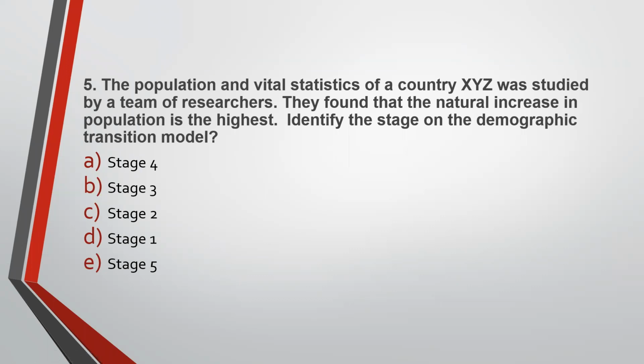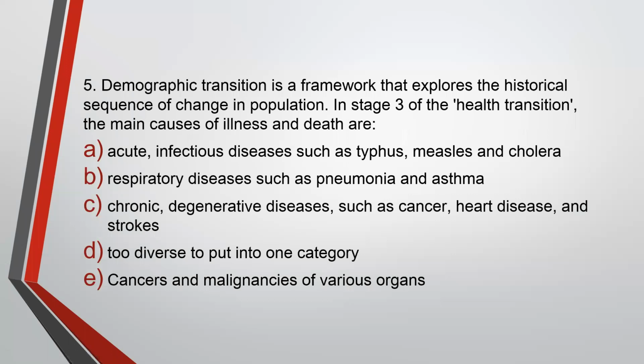This is stage 2, where the natural increase is the highest. The population is also getting high. The birth rates are high. The death rates are declining, but the immigration and the people moving to the country is also very high. So the population is continuously changing. It's stage 2. Demographic transition is a framework that explores the historical sequence of change in population.